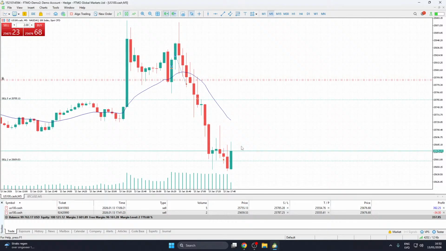And the thing is, I don't even think I'm gonna take the risk here. Just gonna wait and see what it does if it goes back to touch the EMA and then decide if I need to close it or not.